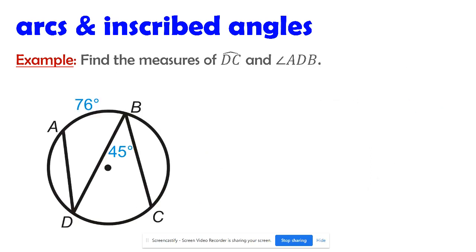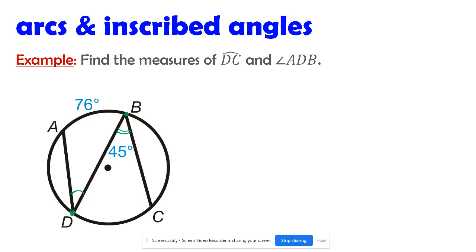All right. The rest of what you're going to be doing with this is using what we know about inscribed angles to find the measures of different things. Here's a good example. They give you this circle. You've got 2 angles here. You have this angle ADB, which is an inscribed angle because point D is on the circle. You have another angle DBC, which is also inscribed because point B is on the circle. And it asks you 2 questions. It wants you to find the measure of arc DC and of angle ADB.